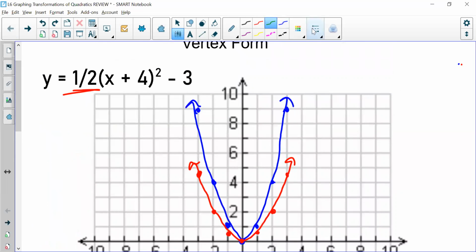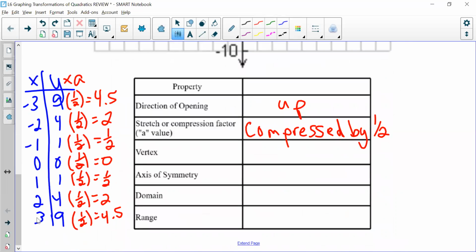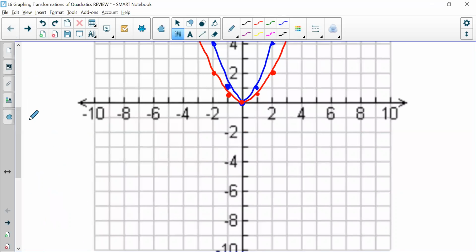So you get the vertex. Okay, good. Where is our vertex? It'd be -4 and -3. All right, -4, -3 is here.